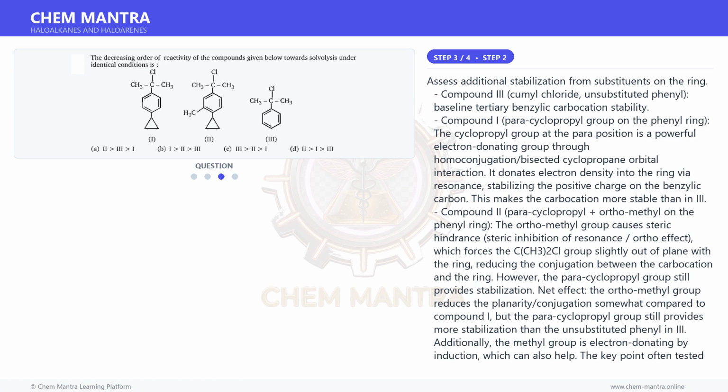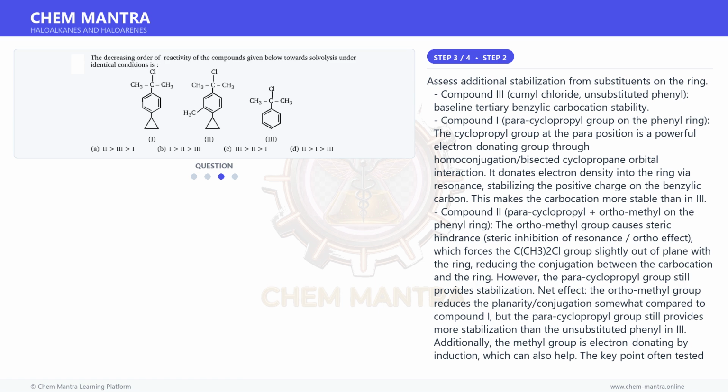Re-evaluating for answer D, 2 > 1 > 3. Compound 2 has both a para-cyclopropyl group and an ortho-methyl group. The ortho-methyl group is electron donating by hyperconjugation and induction, adding to the overall electron density donation into the ring. Even with slight steric effects, the combination of para-cyclopropyl plus ortho-methyl makes compound 2's carbocation the most stable.